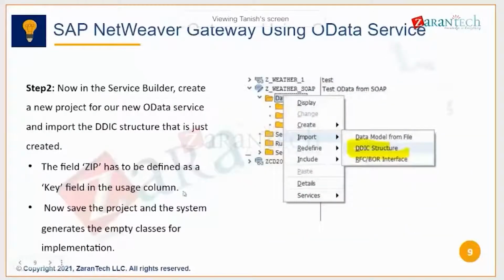In the usage column, you can basically define this. When you are defining the structure, you don't have to explicitly maintain any key fields, right? But if you are creating a table, you need at least one key field. Now save the project and the system generates empty classes for the implementation.